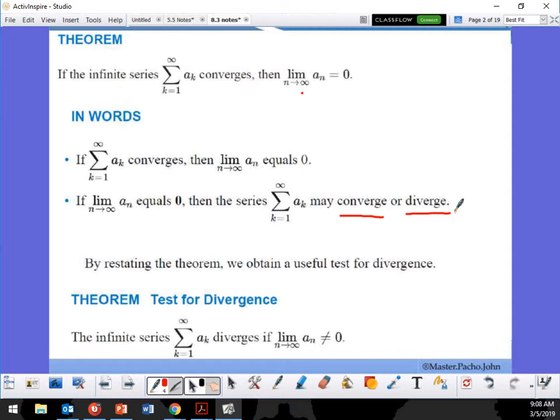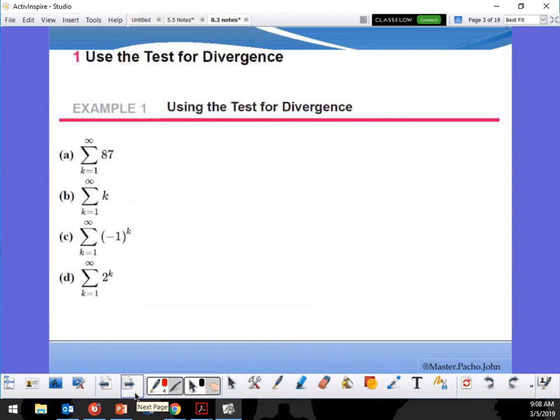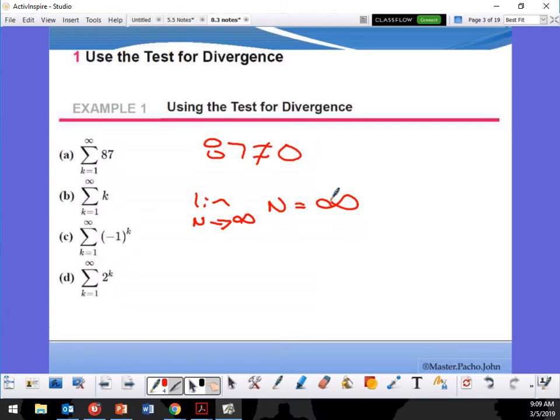All right. So we obtained a useful test for divergence. The test for divergence says the infinite series diverges if the limit of the terms does not go to 0. So in this example, the limit is 87, which does not equal 0, so therefore this is going to diverge. Straightforward, right? What about this one? The limit as n goes to infinity of n is just infinity, so that one is not equal to 0, and therefore it is divergent.